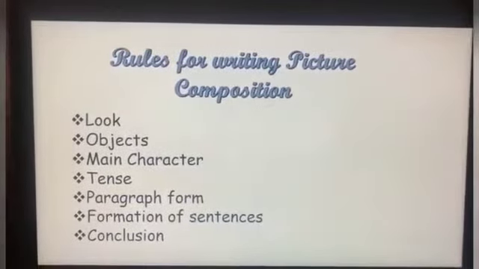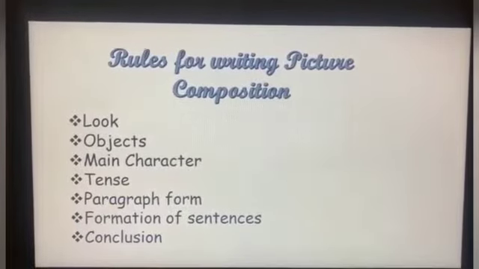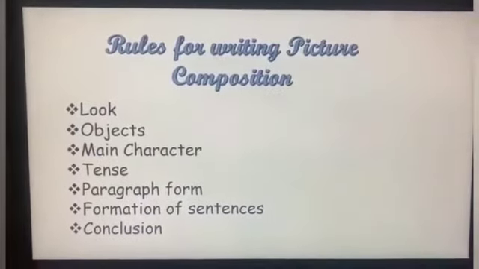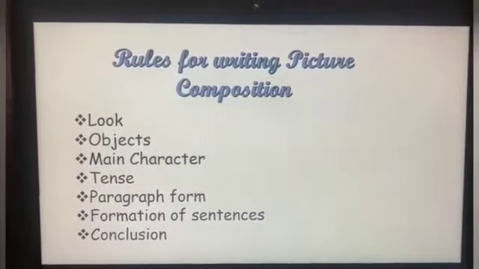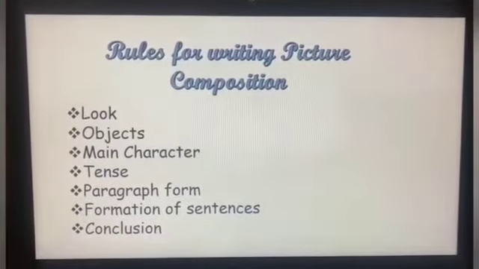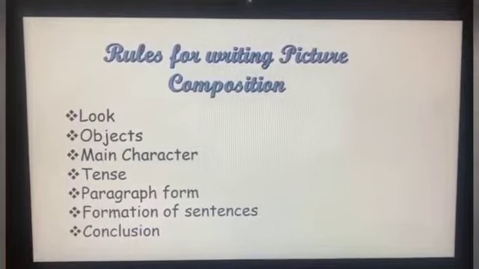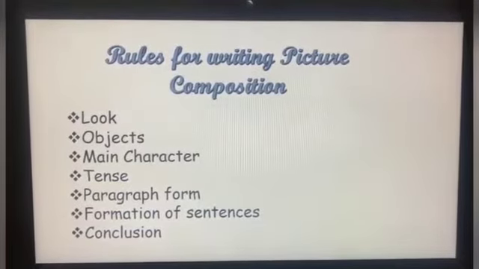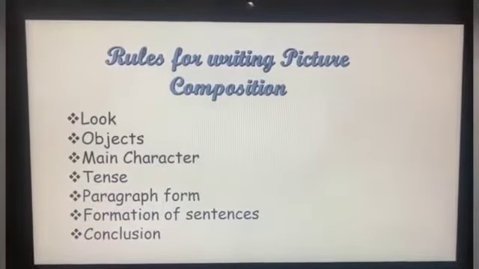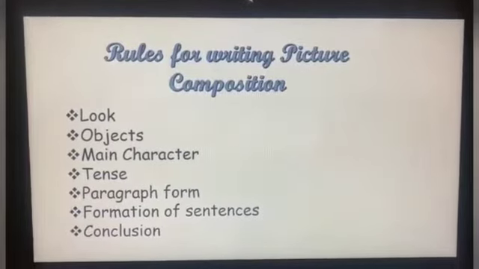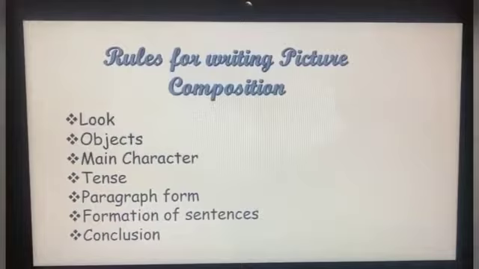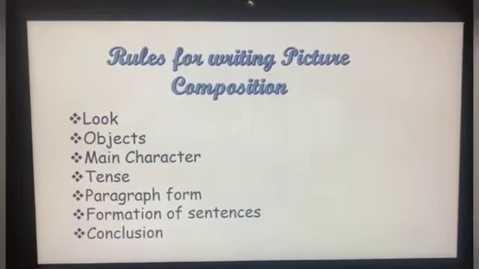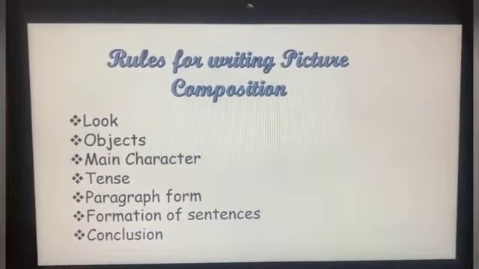The second rule is objects. Look at the picture very carefully and find the objects. There can be sun, clouds, flowers, tree, etc. The third main rule is the main character. Who is the main character in the picture? And what is the main character doing?